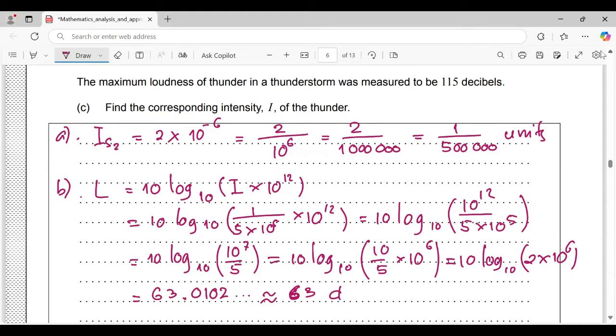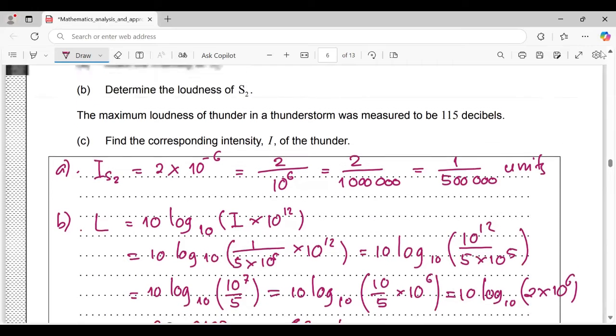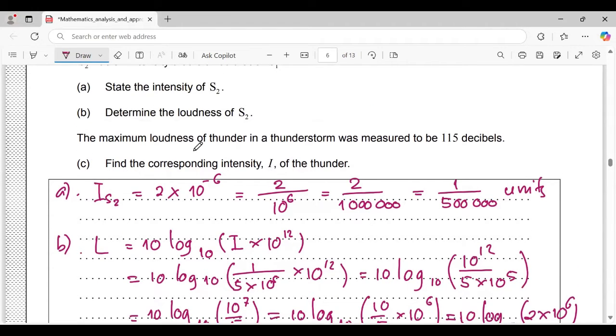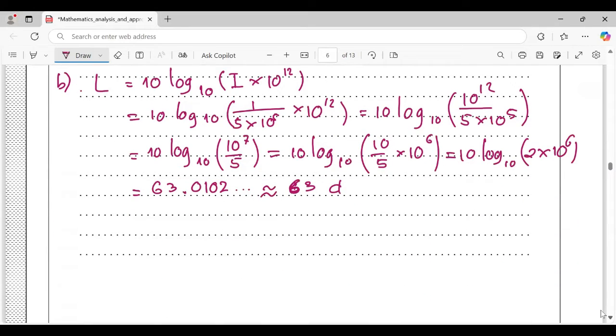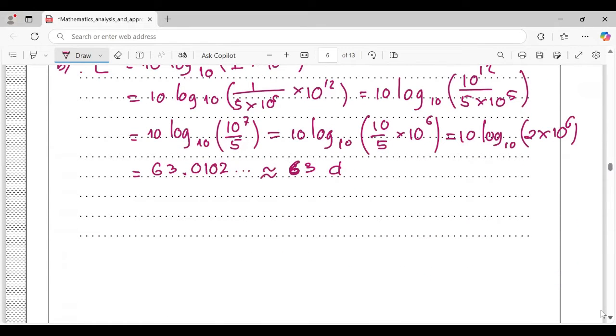What else? The maximum loudness of thunder in a thunderstorm was measured to be 115 decibels. Find the corresponding intensity I of the thunder. So we're going to find the intensity of the thunder if the loudness of the thunder is 115 decibels. Part C.